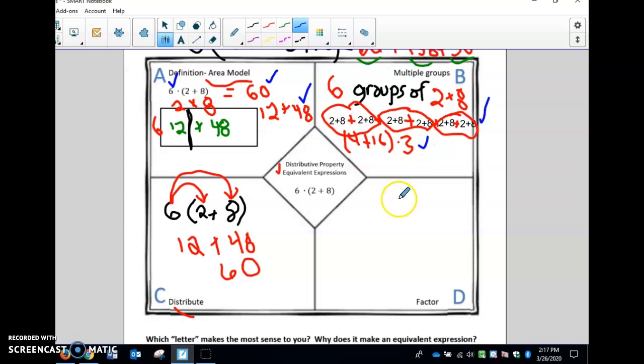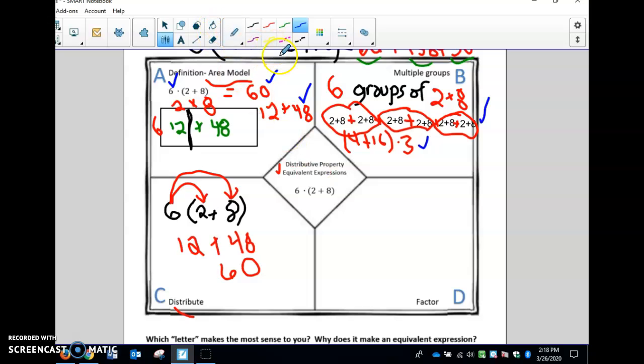I bet if you're working ahead of me, you might be able to write this as a different expression, maybe making this into 2 groups of something. So this and this, for example. You can write that as another expression. But right now I've got 1, 2, 3, 4, 5 equivalent expressions that are all equal to our original expression of 6 times 2 plus 8.